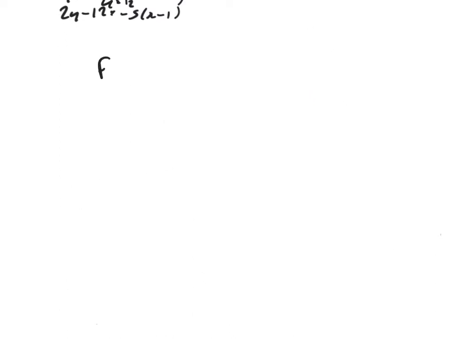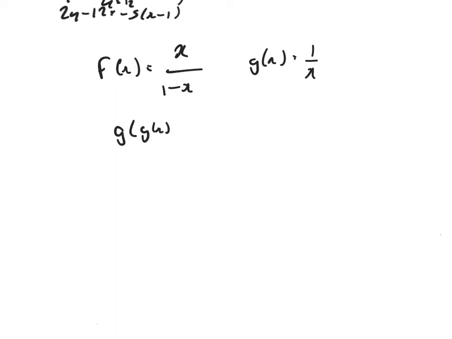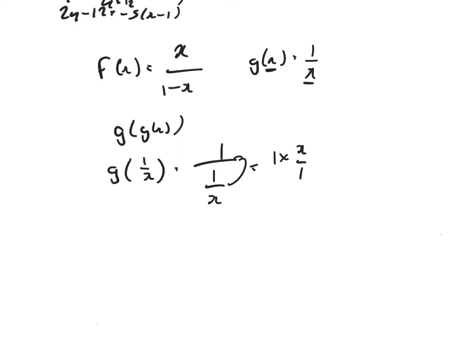Okay, question 2, I've got f of x equals x over 1 minus x and g of x equals 1 over x. The question asks me to find, first of all, g of g of x. So that's g of 1 over x. The g function is whatever's in the bracket goes on the denominator with a 1 up top. So that's going to be 1 times x over 1. That's me bringing this up, flipping it over and multiplying. They cancel out and I get x.